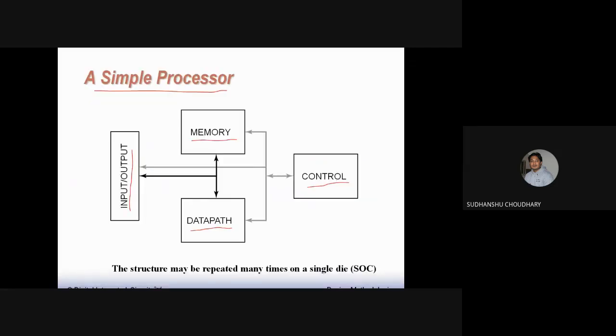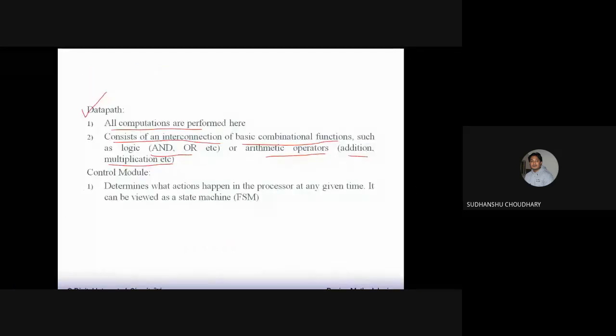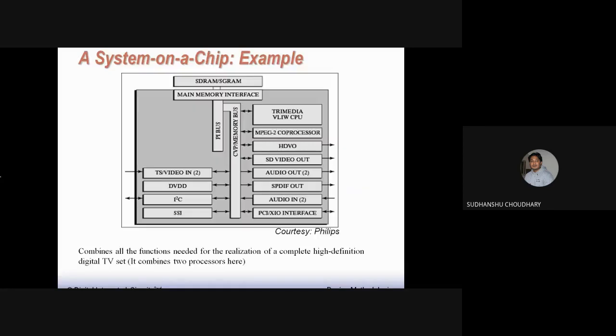Then the control module, right? That is this one, control here. This control module determines what actions happen in the processor at any given time. So what is happening in the microprocessor, all those events are controlled by the control logic or control module.